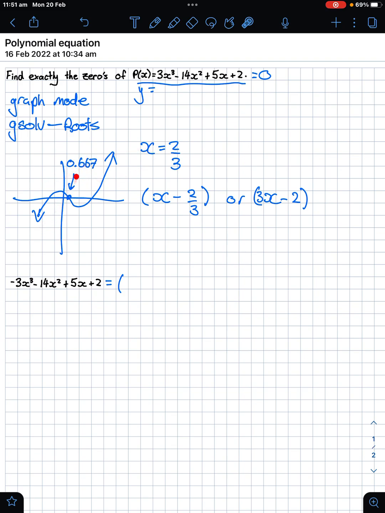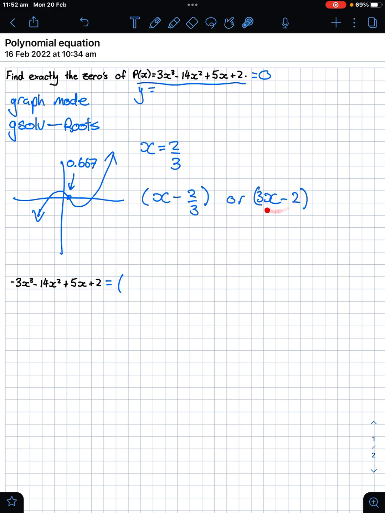Now, pause the video if you haven't done this so you've got time to put it in the calculator, graph mode, gsolve roots, and then unpause once you've got to this bit. Now, we get to this 0.667, which means x equals 2/3. This is the equivalent value, and I'm going to show you the more accurate way to do this in a minute. But this means that we have x minus 2/3 is a factor, or 3x minus 2.